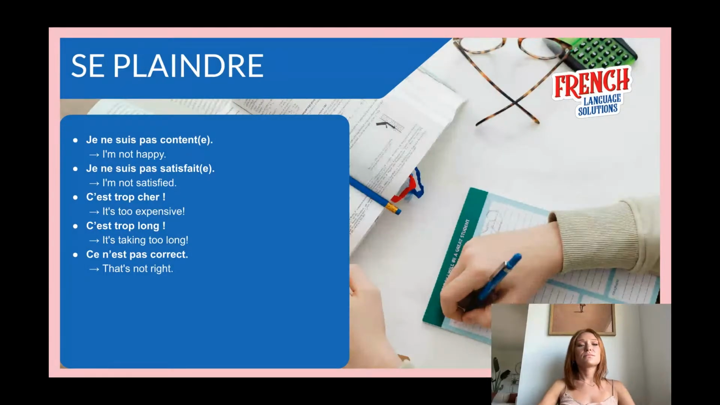To complain, se plaindre. I'm not happy. Je ne suis pas content. Je ne suis pas contente. Masculine or feminine? I'm not satisfied. Je ne suis pas satisfait. Masculine. Je ne suis pas satisfaite. Feminine. It's too expensive. C'est trop cher.